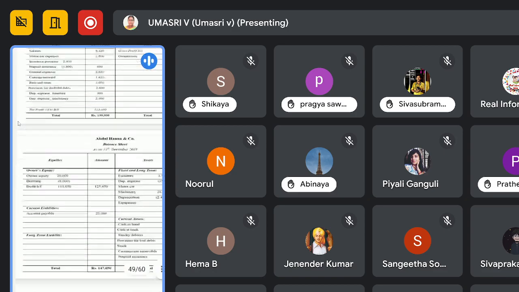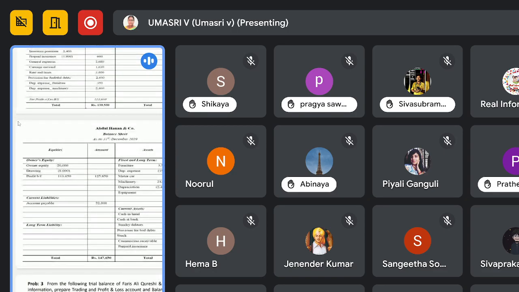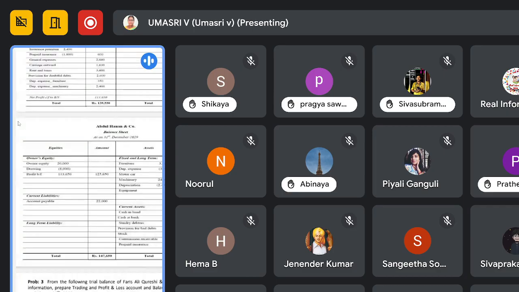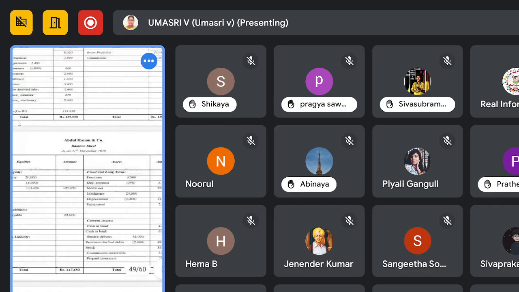account. Now you have to prepare the balance sheet, liabilities and assets. Liability side, capital, equity capital. You have to deduct drawings, and then you can add net profit, right? That is called closing capital. Then liabilities, accounts payable, creditors, all these things you have to write under current liabilities.